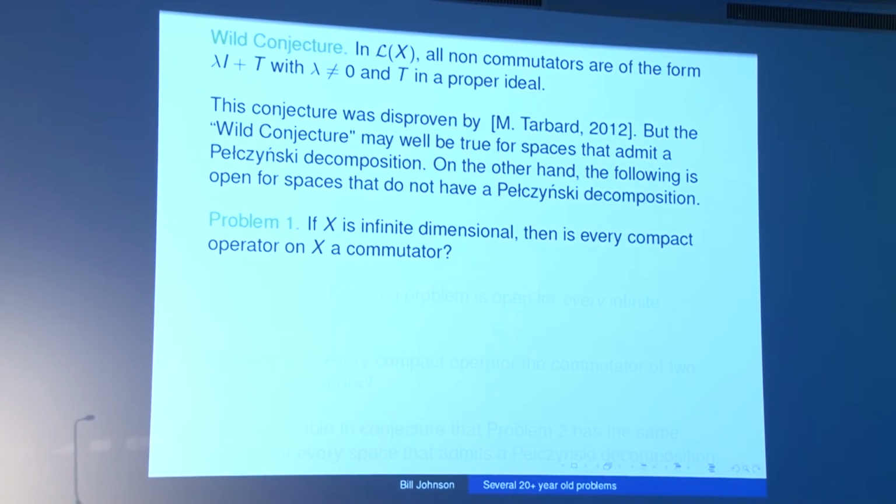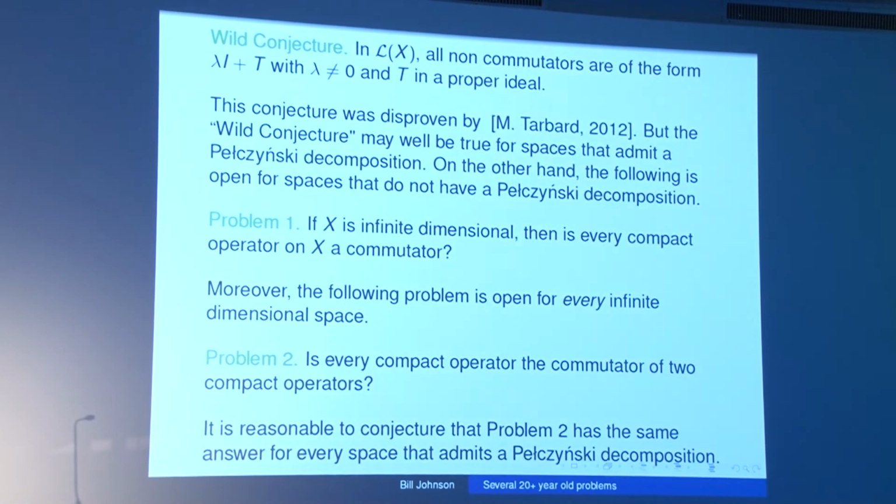So here's a nice open problem. For spaces that don't have a Pelczynski decomposition, are compact operators commutators? Are compact operators commutators on the Argyros-Haydon space? Don't know. This is open for every infinite dimensional space, including Hilbert space, where it's a very famous problem. Is every compact operator not only a commutator, but a commutator of two compact operators? Well, I don't really believe this is a Hilbert space problem. I think the problem probably has the same answer for any space that has a Pelczynski decomposition.